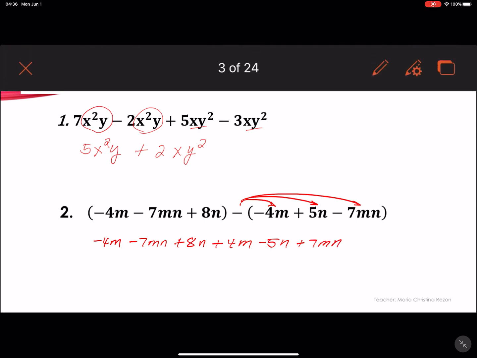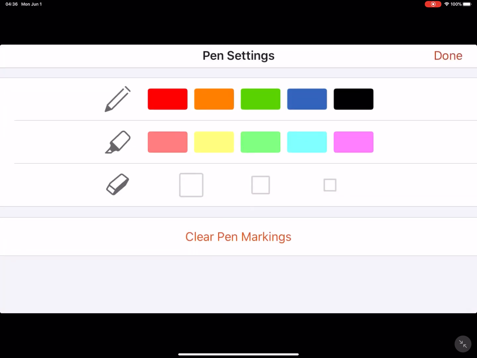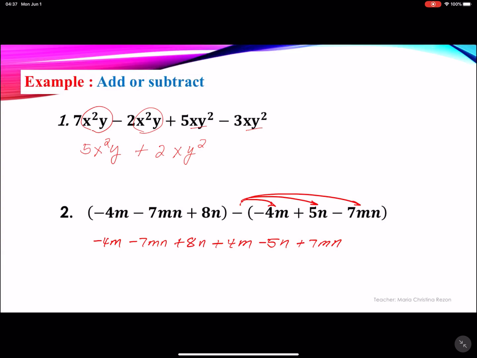Then let's try to combine like terms here. You have this and this, that is 0, with this and this, that gives you 0. What is left is 8n minus 5n, so you will have 3n, and that is your final answer.